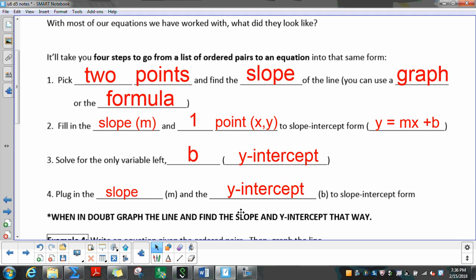Okay? And it sounds very, very wordy right now. That's because it is. So I'm going to show you how to do it a couple of times, and then you guys will practice it a couple times. And if we get stuck, we'll just take some class time to go over it.